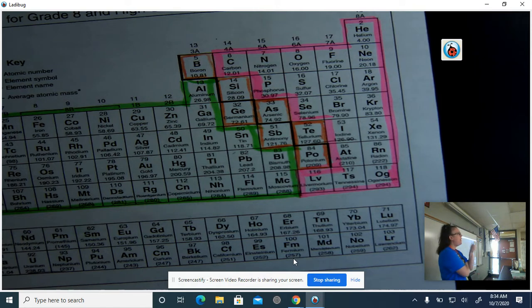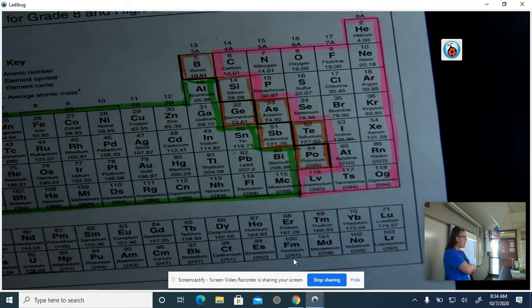Can you have a non-metal that's not a gas? Can you have a solid non-metal? Yes, you can. On that periodic table on the wall, the color coding tells us that yes, carbon at room temperature is a solid. Phosphorus, sulfur, selenium, those are solids at room temperature.